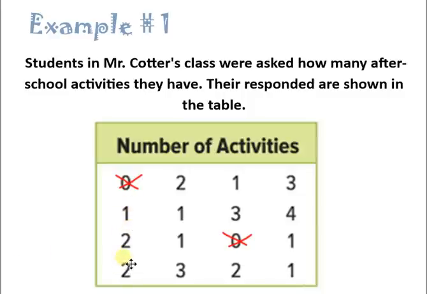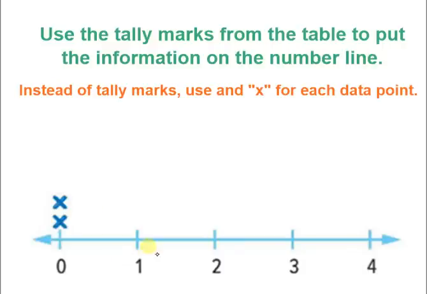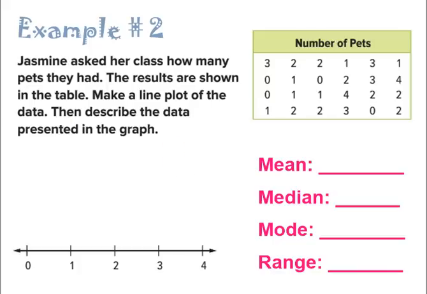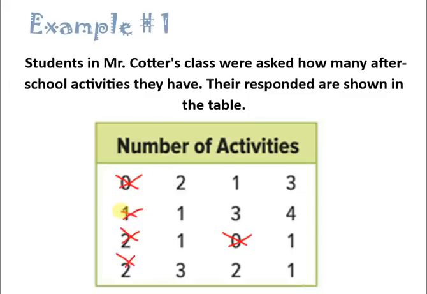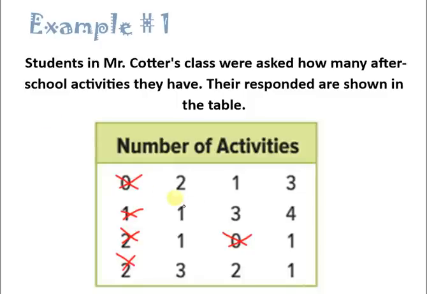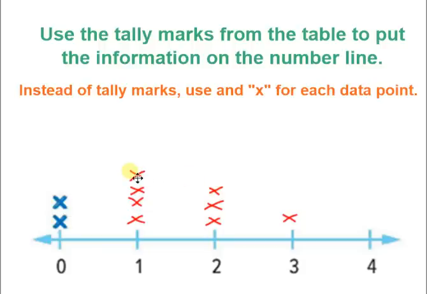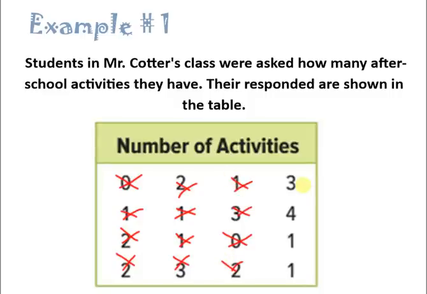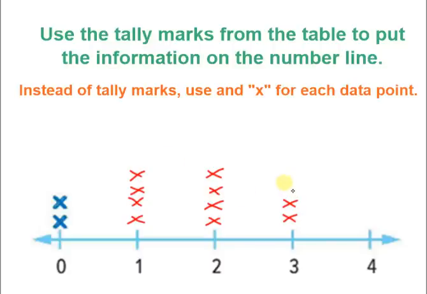So I'm going to work my way down the first column, and I have a 1, a 2, and a 2. So I'm going to put a 1, a 2, and a 2. Oops, wrong way. Cross those out. Then I have 2, 1, 1, 3. So cross those out. 1, 3, 2. Cross those out. 3, 4, 1, 1.